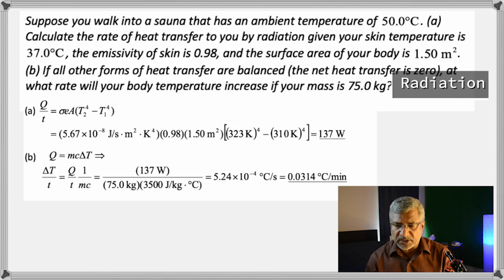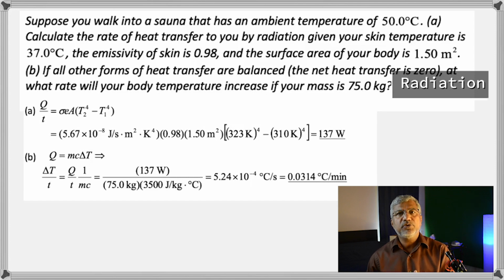And the B part says, if all other forms of heat transfer are balanced, the net heat transfer is 0. At what rate will your body temperature increase if your mass is 75 kilograms? Now, since the heat is coming in, the body temperature is going to increase. This is a case of the body absorbing heat.